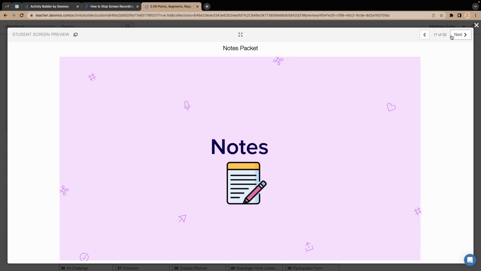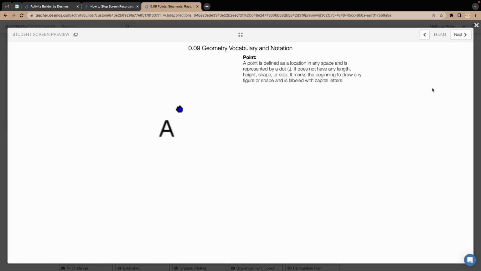Let me just go to the vocab. So the first thing is a point. It's just a dot, and then there's usually a letter by it, and it's a capital letter. So like point A would look like this. It doesn't have any length, height, shape, or size. It's just where a point in space is. Super easy, but big vocab word to write down. We're going to see these a lot.